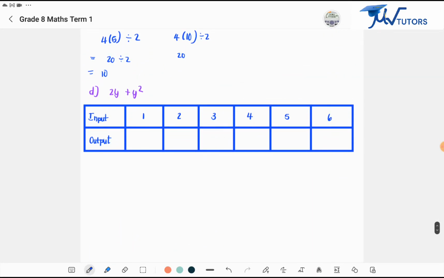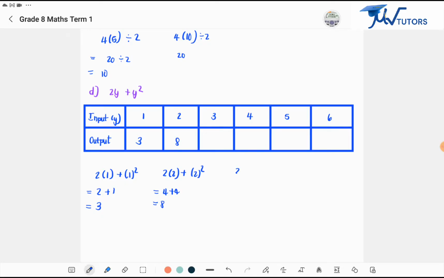Okay, so we're getting an interesting one. Your input there, we're going to substitute into y. Firstly, we have 1 in the place of y. So 2 times 1 is 2. 1 squared is just 1. So our answer there is 3. And if you put 2 now, 2 times 2 is 4, and 2 squared is 4. So basically we have 8.